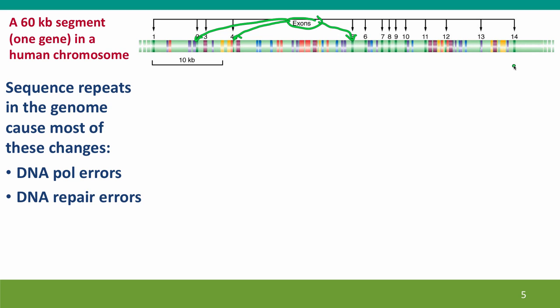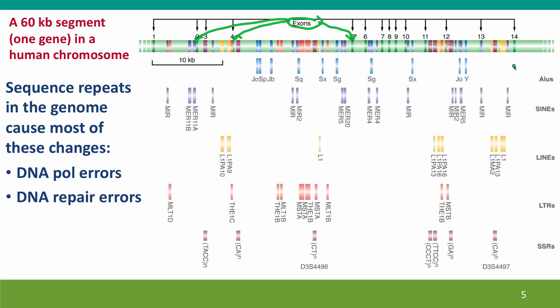But most of the colored sequences aren't exons. They're not part of the functional gene. Instead, most of these colored sequences, everything but the green ones, are repeated sequences in the genome, almost all of which have no functional consequence in terms of promoting gene expression or organismal fitness. They're just repeats that have accumulated in our genome from various processes that we'll discuss later.